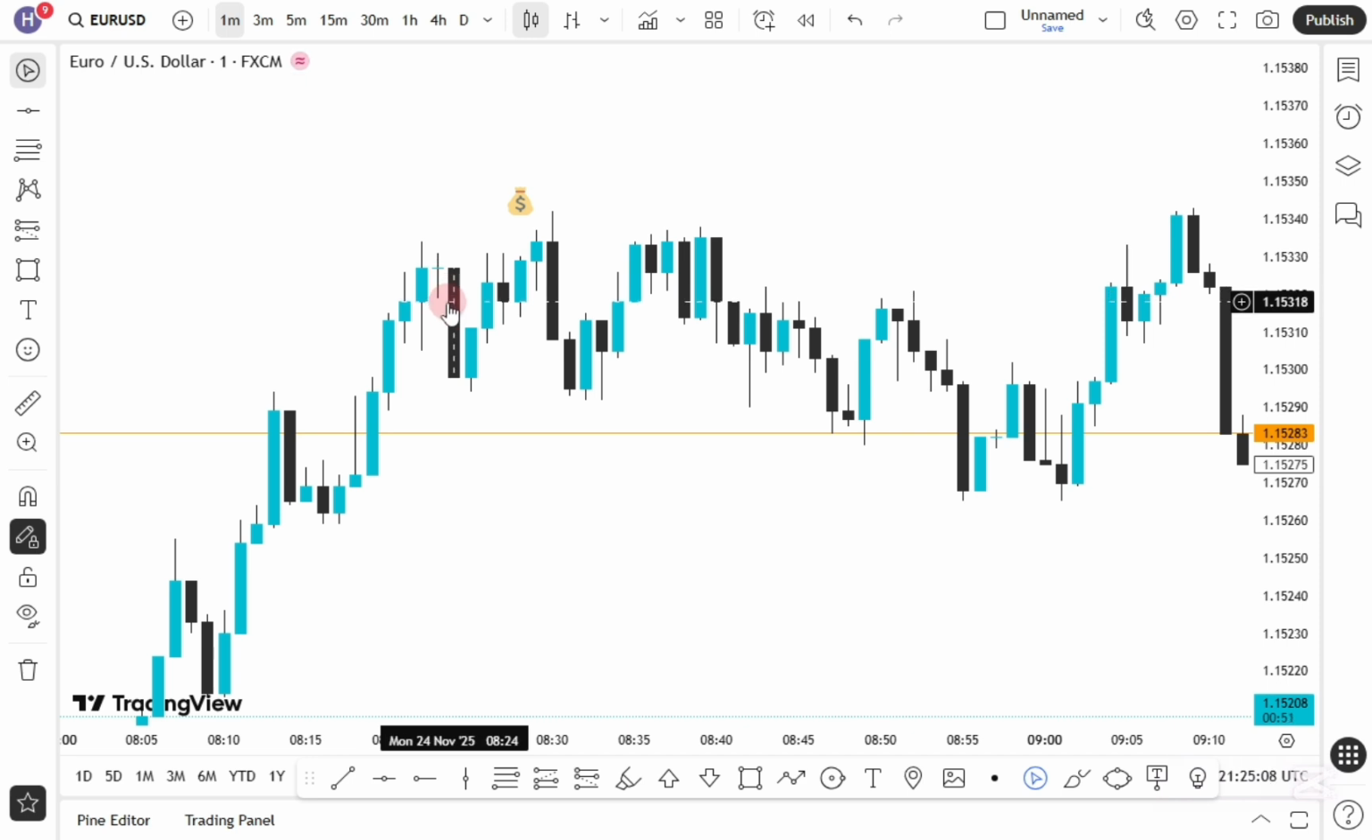Now, this fair value gap and this should break what we call a keynote. I call it a keynote. It can be a bearish keynote or a bullish keynote. That's why I decided to call it that. I call it keynote.